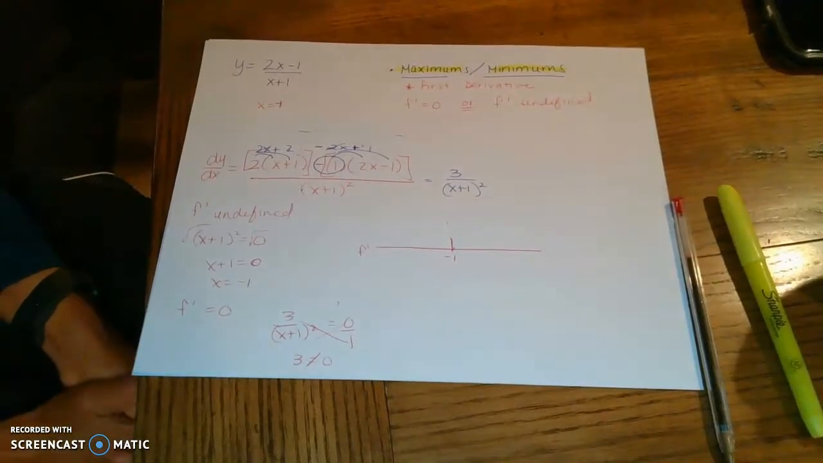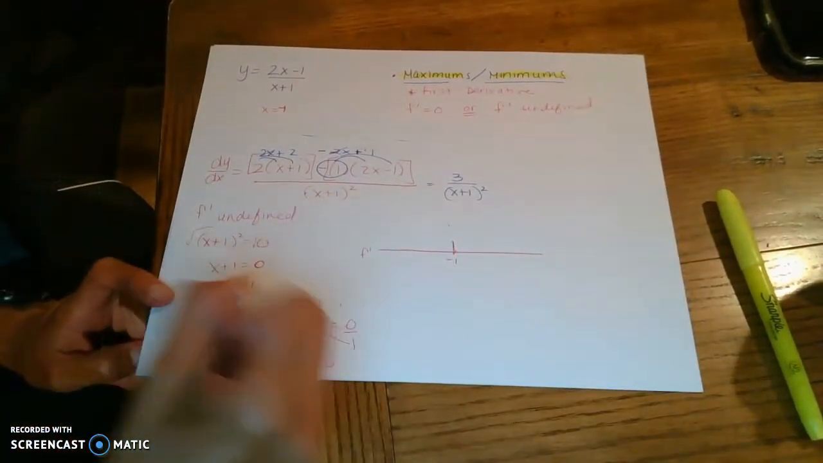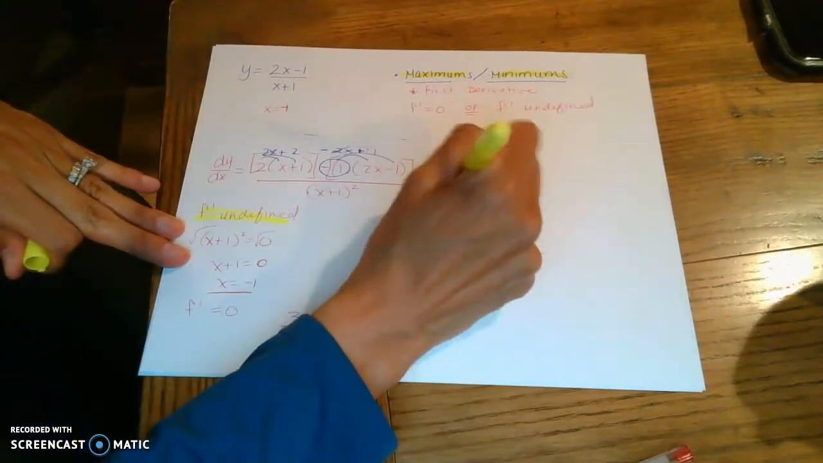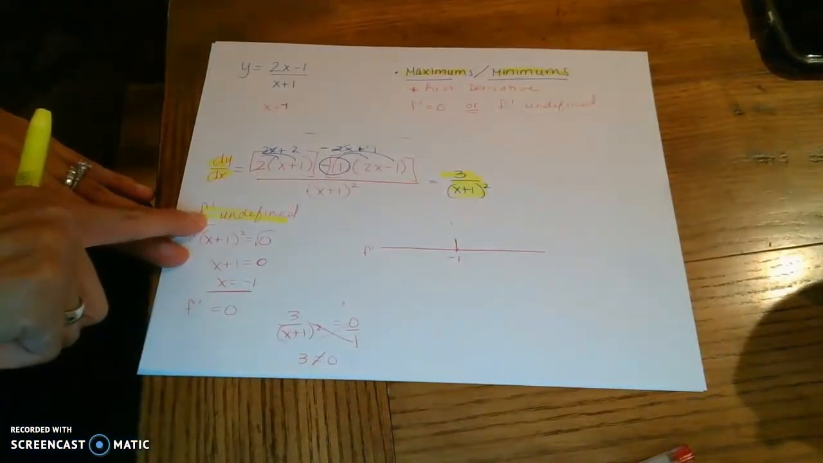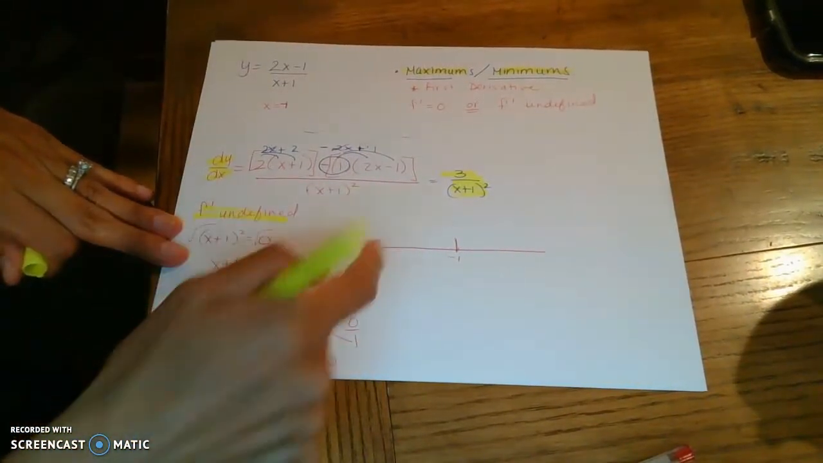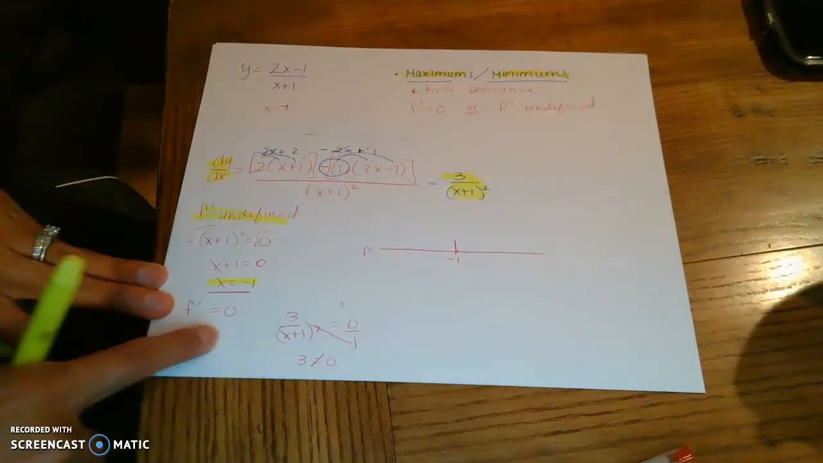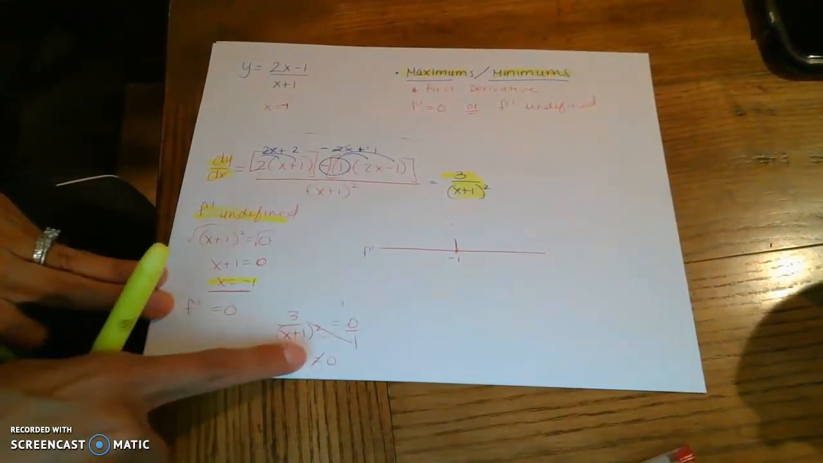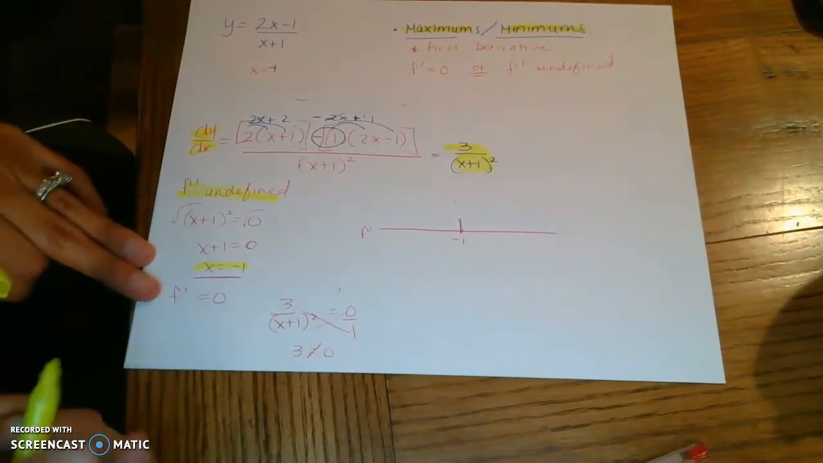Okay, so we ended the last video by seeing that we have one critical value from the first derivative, which was right here. Your first derivative being a rational function. First derivative undefined, I got x equals -1 to be a critical value. And then when I tried the first derivative set equal to 0, I saw that there's no value of x that will make that first derivative set equal to 0. So that just means there's no more critical values.